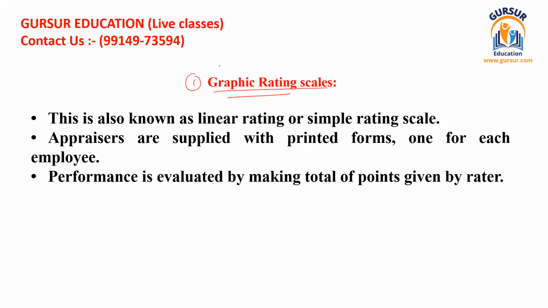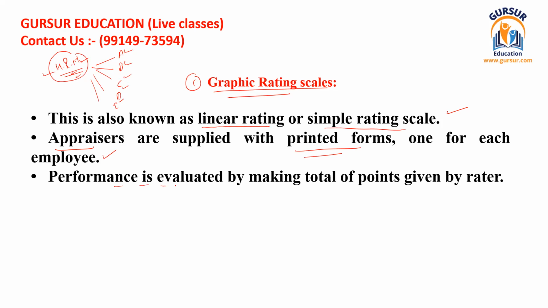Here, what is done? The appraiser or manager, the human resources manager, what does he do? This is also known as a linear rating or simple rating scale. Okay. So what happens? The manager is given printed forms, each for one employee. Like there is an HRM manager and there are 5 employees, employee A, B, C, D, E. And the manager is given a form for each employee. Okay. And he knows all about the employee. It is assumed that the manager or the immediate supervisor always knows all about the employee.